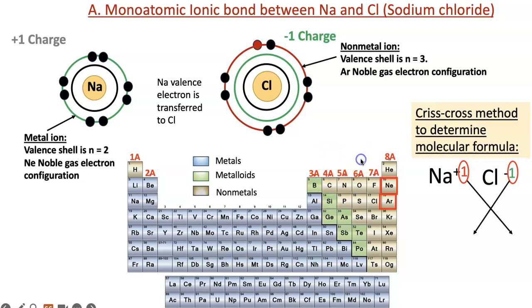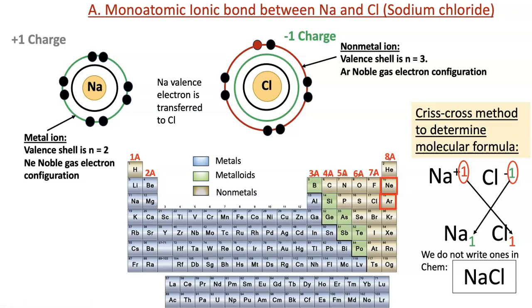So let's swap this. So here's sodium. He gets chlorine's +1 charge. You only swap the numerical value of the charge. And then here's chlorine. Chlorine gets the 1 from sodium. This one goes here, and this one goes here. When it's both the same number, you can divide them by it and it's the same difference, so you don't write them. So in chemistry, we don't write ones anyway, so the molecular formula is NaCl.